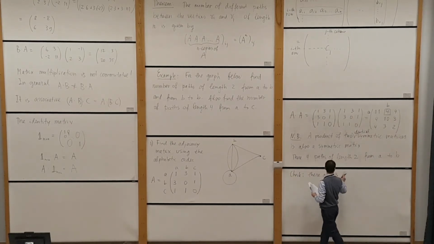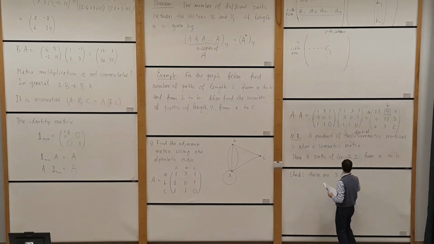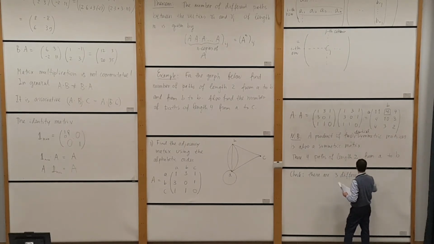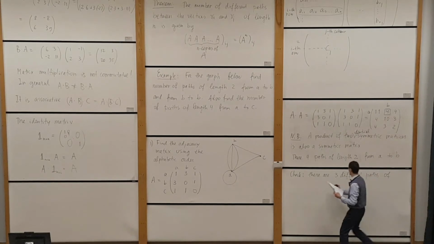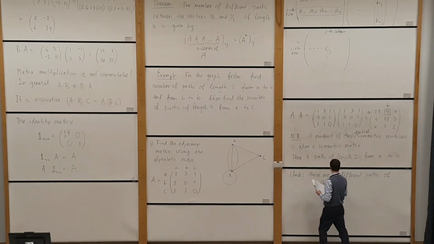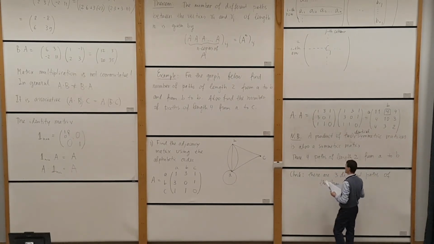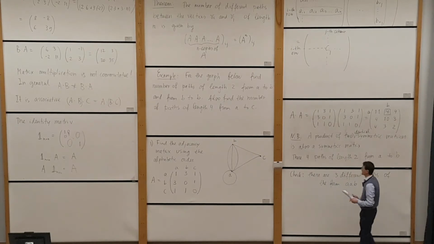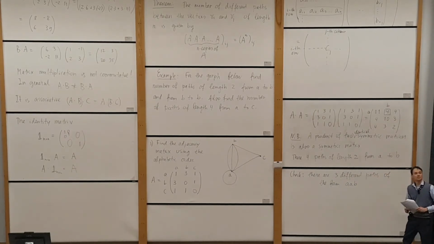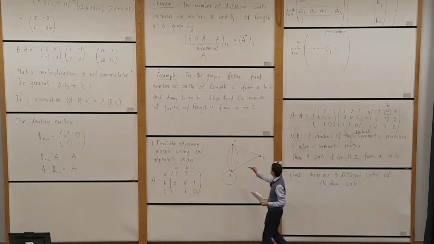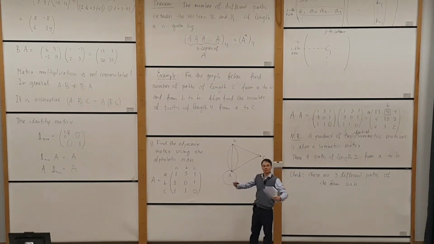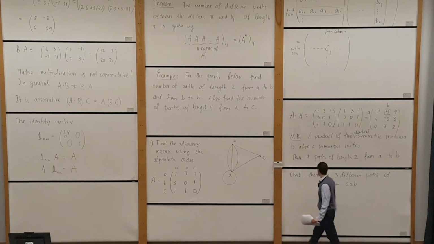There are three different paths of the form AB, right? I mean, if we want to write all three of them precisely, we should also introduce some labels for the edges, and then we can just list the two edges.